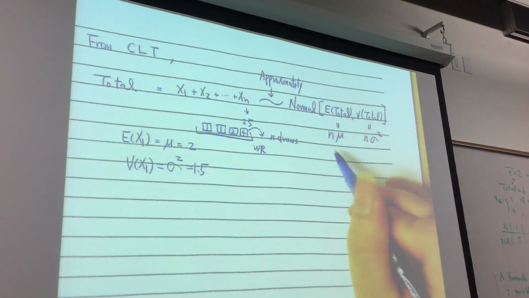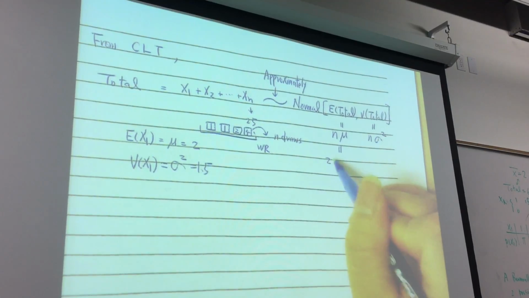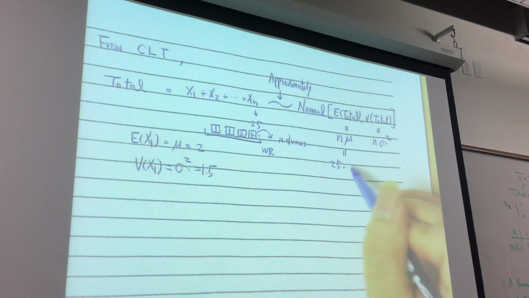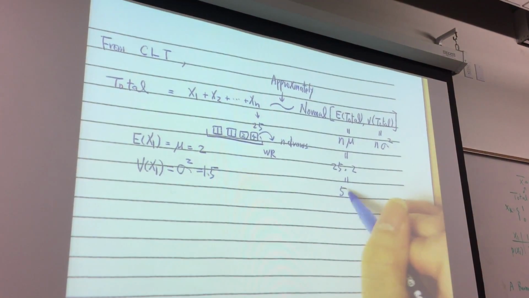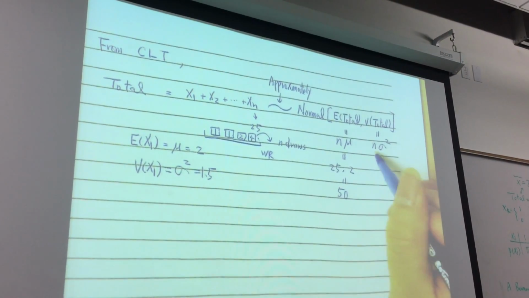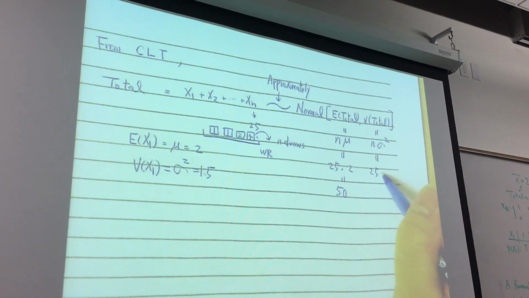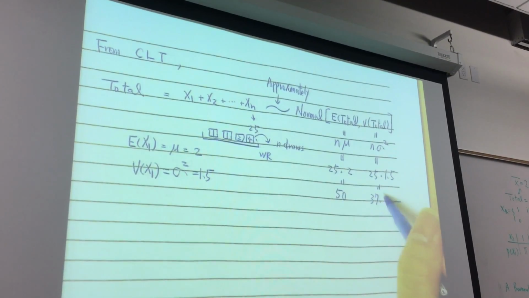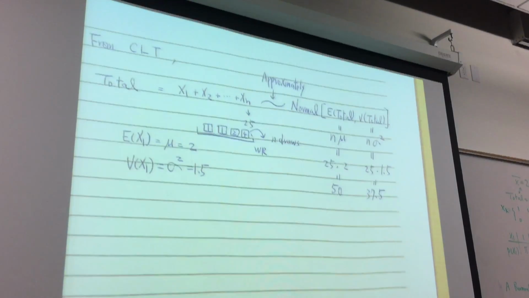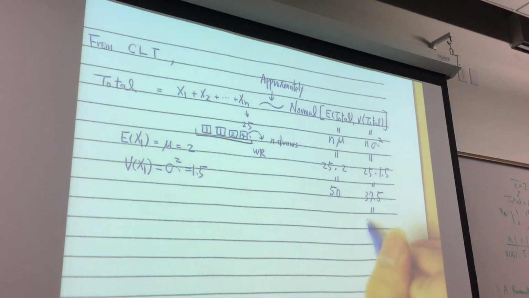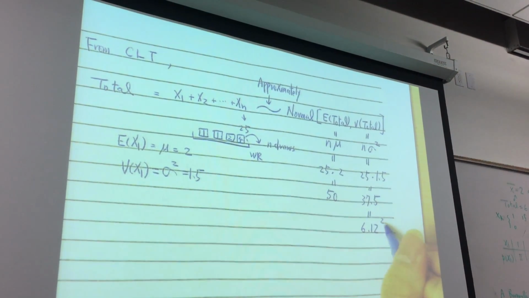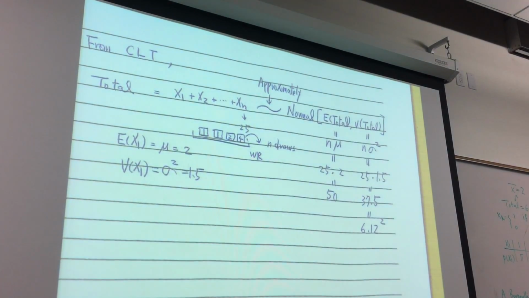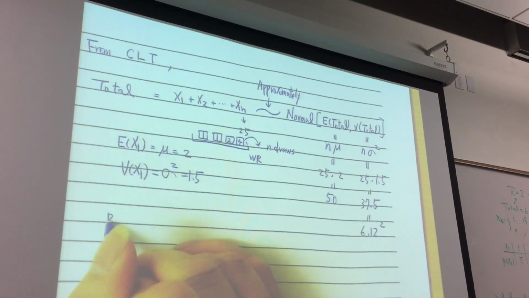So look at here. What's n times mu? N is 25, mu is 2. So this is 50. This one here, n is 25, sigma squared is 1.5. So this number is 37.5. And 37.5, I'm going to rewrite as 6.12 squared. Okay? Now, let's come back to see the probability we want to find.